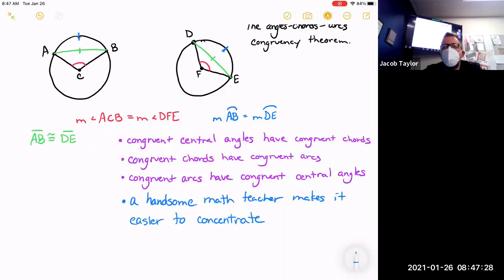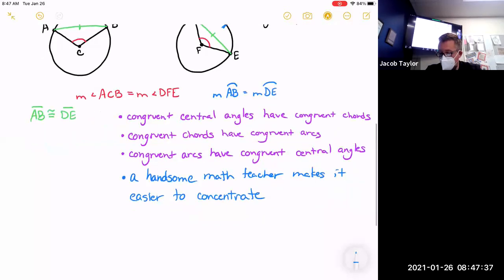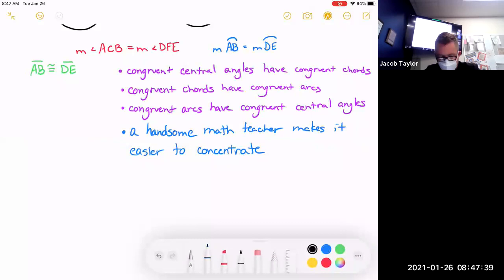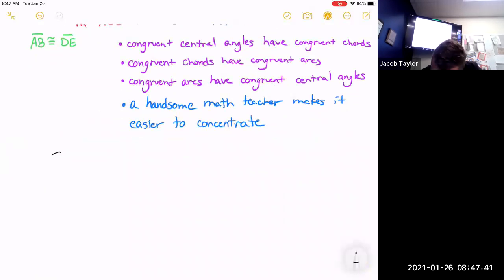Well, this is fun. I can't say it. It's fun and easy to concentrate on. Which part?